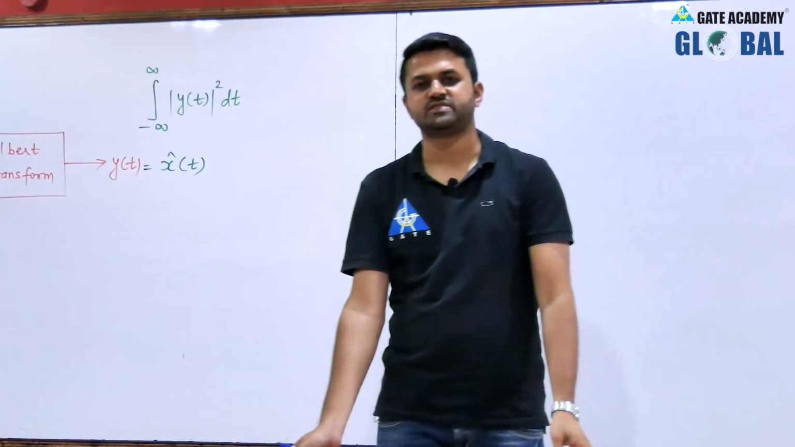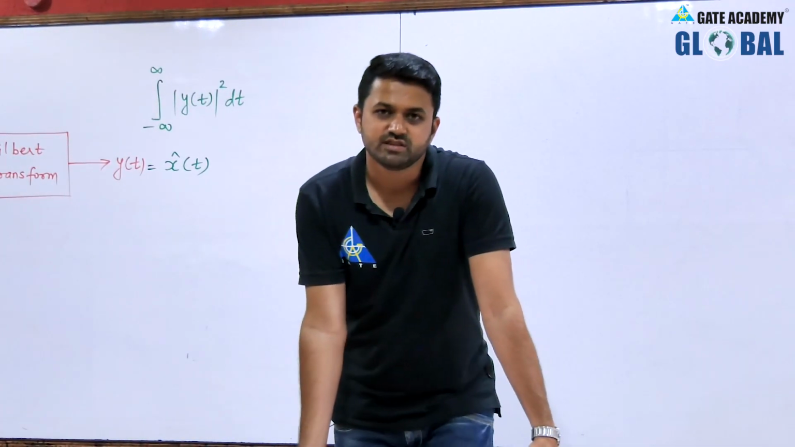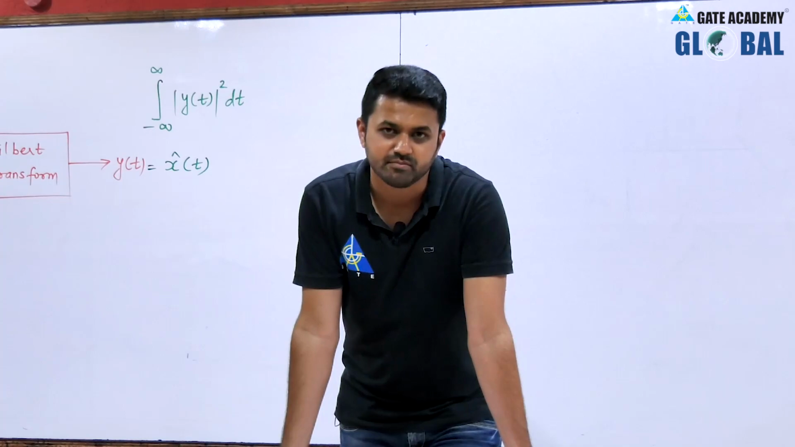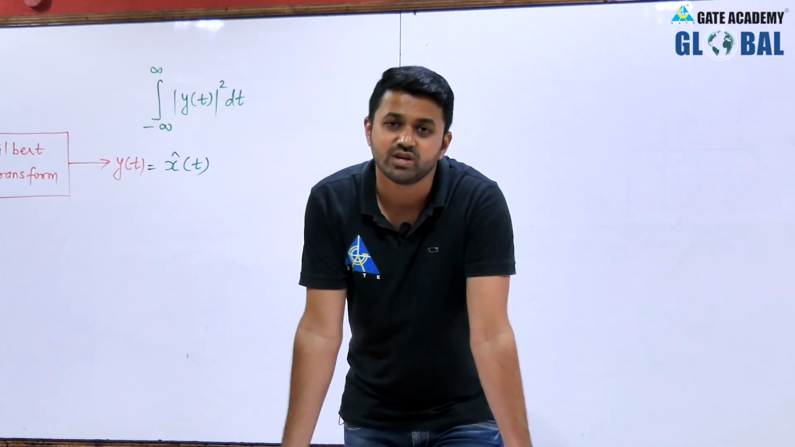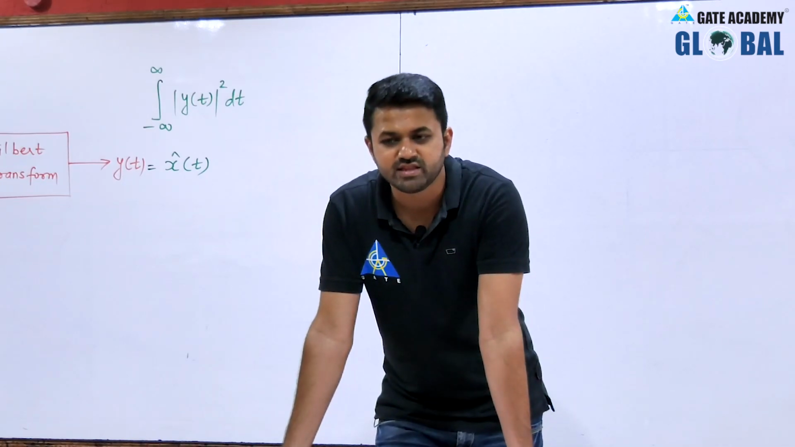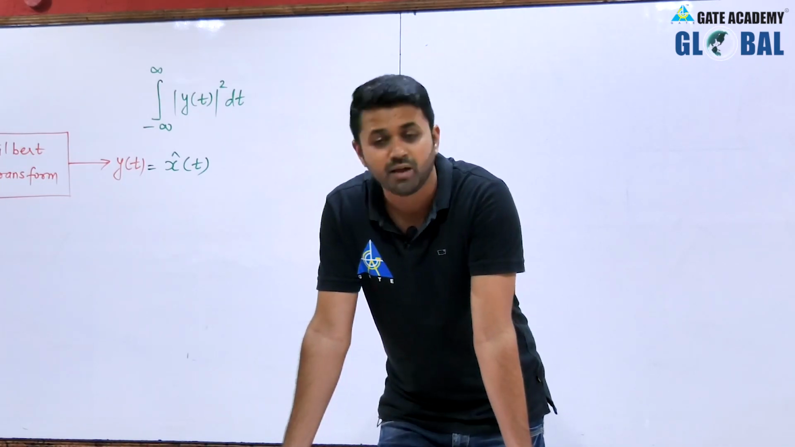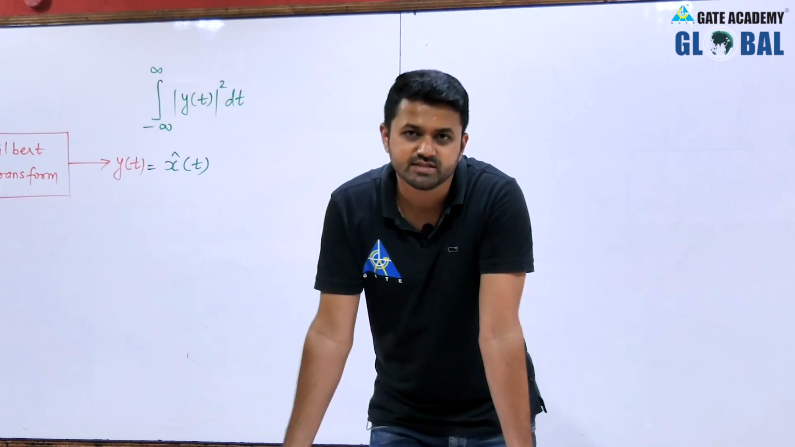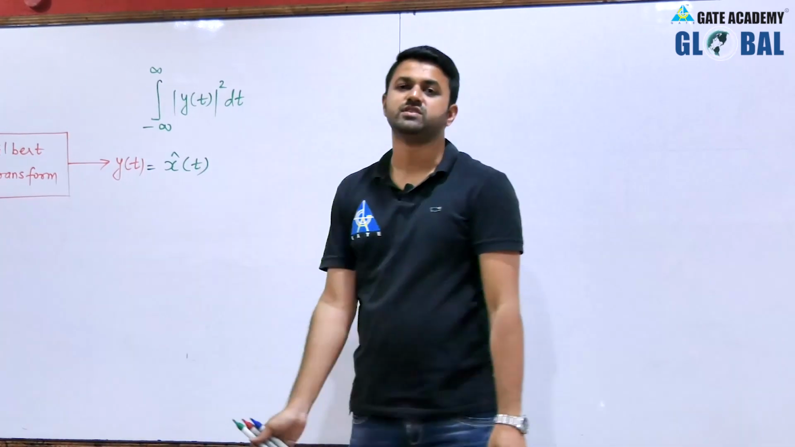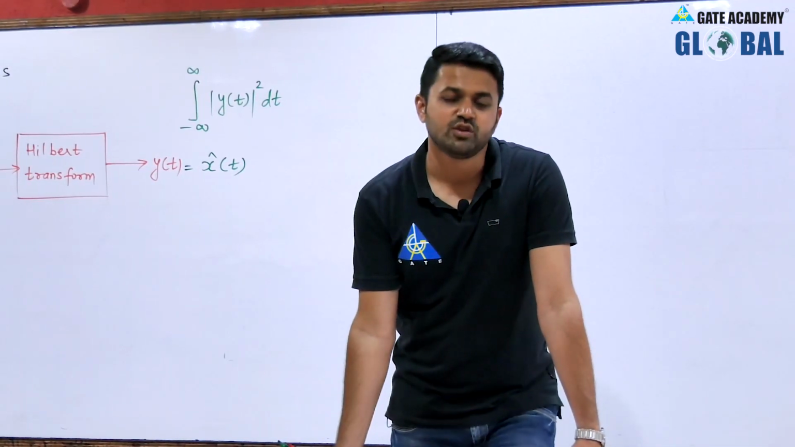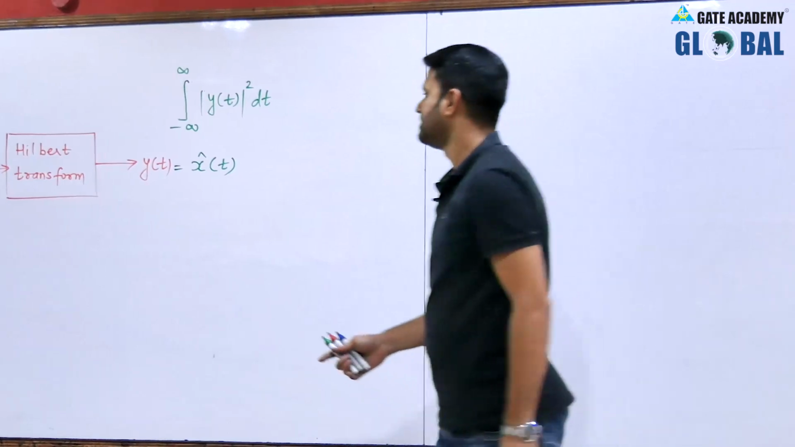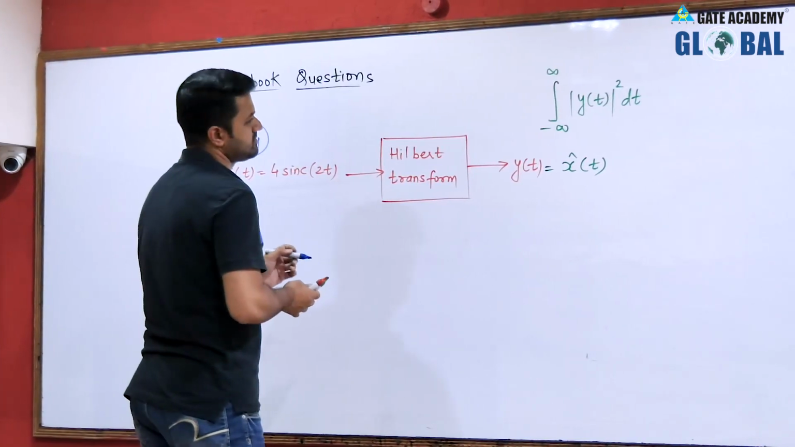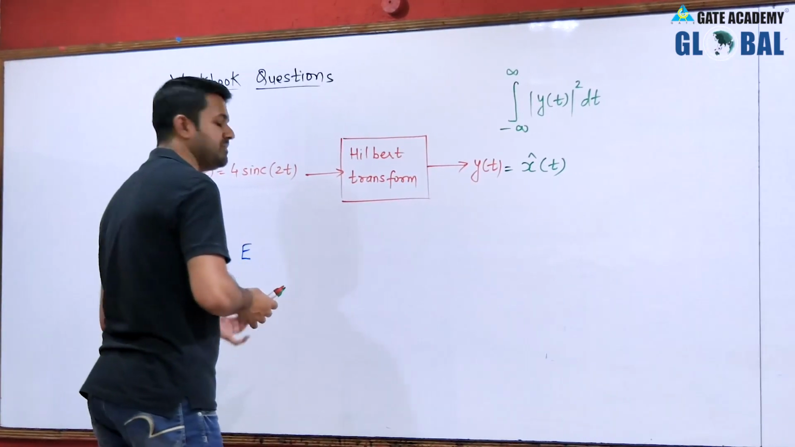From the property of the Hilbert transform, we also know that the energy does not change. The energy of the input and the energy of the output of the Hilbert transform will remain the same, because when we take the Hilbert transform, we only change the phase. When the phase changes, it does not affect the amplitude, and when the amplitude does not change, the energy will also remain the same, because here we only take the magnitude, so phase will not affect its energy. So energy of input will be energy of output.